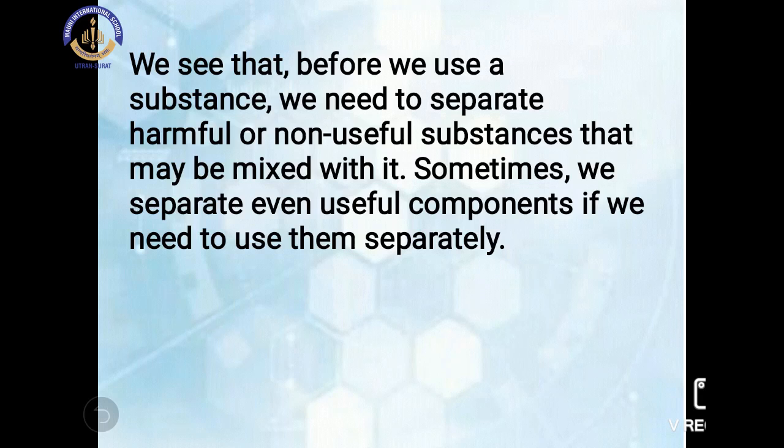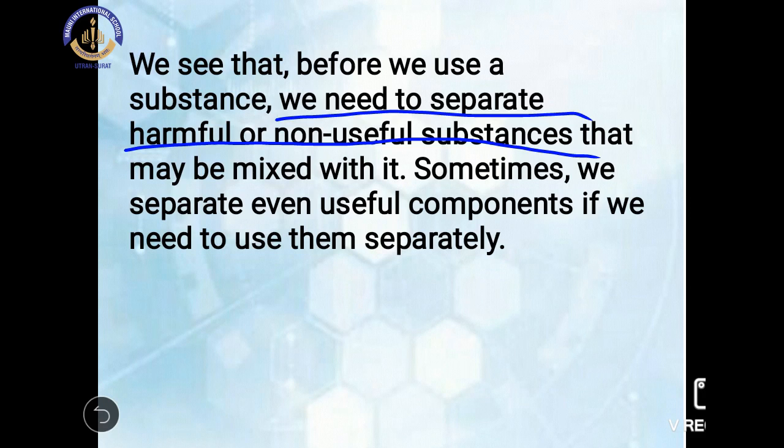Now we see that before we use a substance, we need to separate harmful or non-useful substances. It means if we purchase grain, there may be some impurities like stones, husk or maybe insects, which are harmful and non-useful for us. So we have to separate them from the useful component. Useful means here the grain is useful for us, but the impurities mixed in it are harmful or non-useful for us. So we have to separate them first, and then we have to use it.